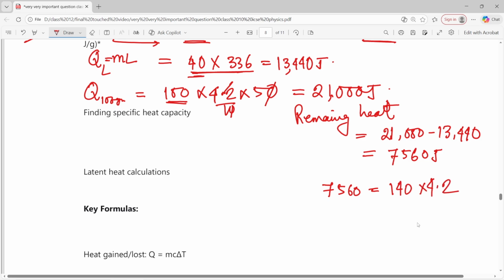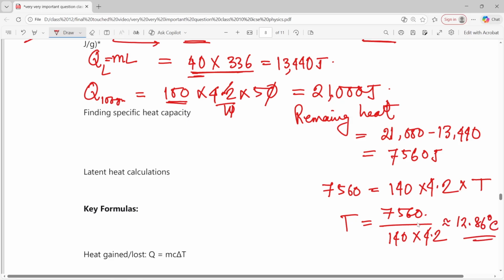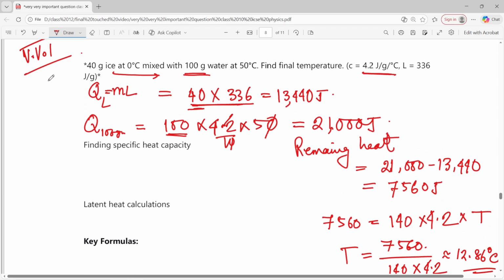Now the ice has been converted into water, so the total amount of water is 140 gram. Solving, T equals 7560 divided by 140 into 4.2, and with the calculator you get 12.86 degree centigrade. That's the final answer. You get this type of numerical every year, so you must practice it.